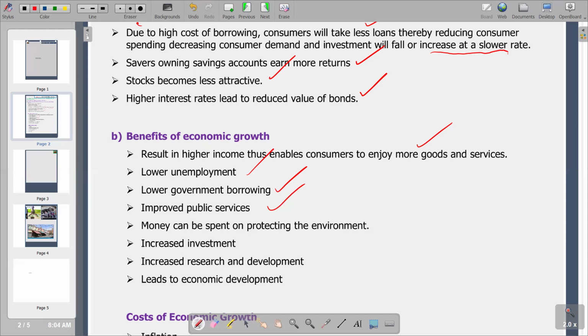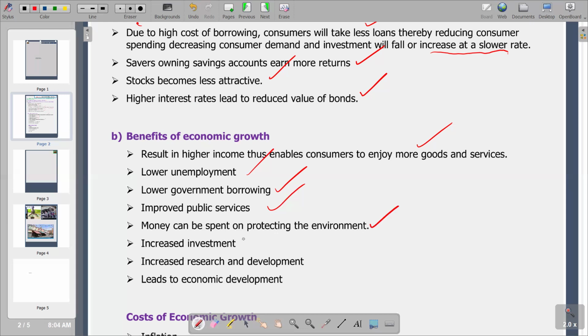And this money that we are talking about, we can also explain it from the point of view of the firms. Firms earning high profits can channel their funds to environmentally friendly activities. So basically, that's what we have. Then we have this point.